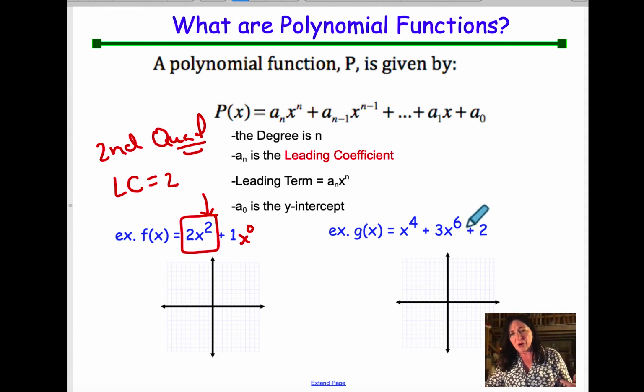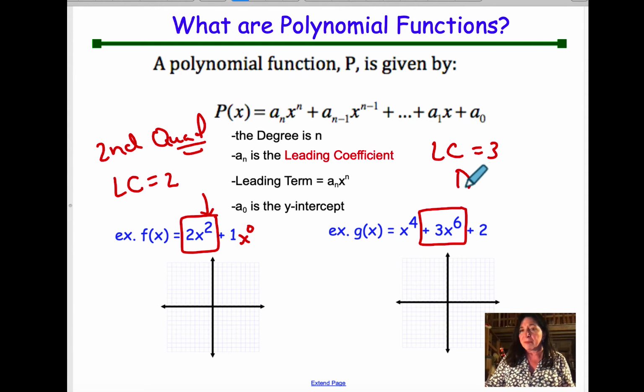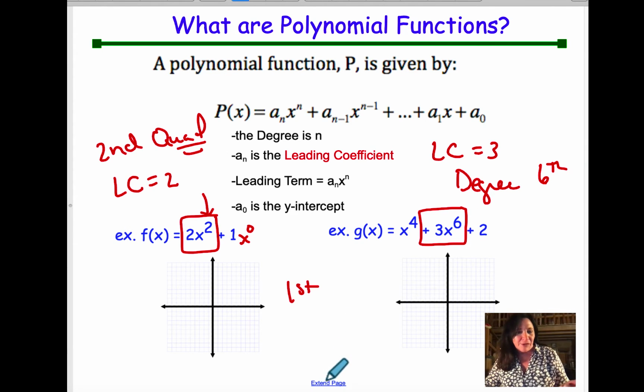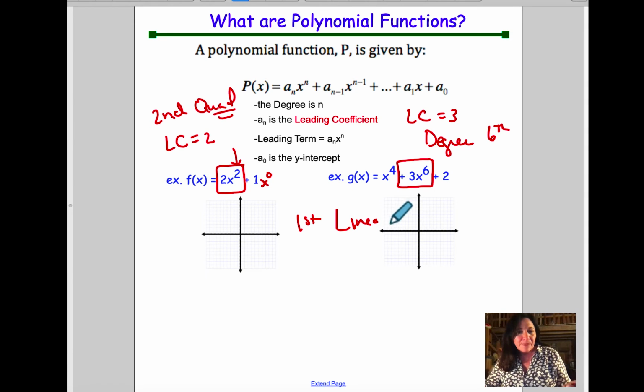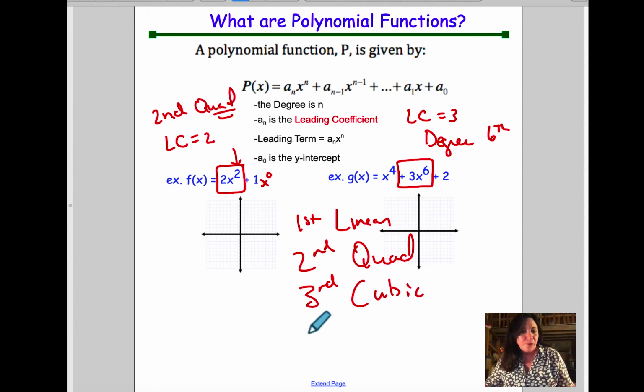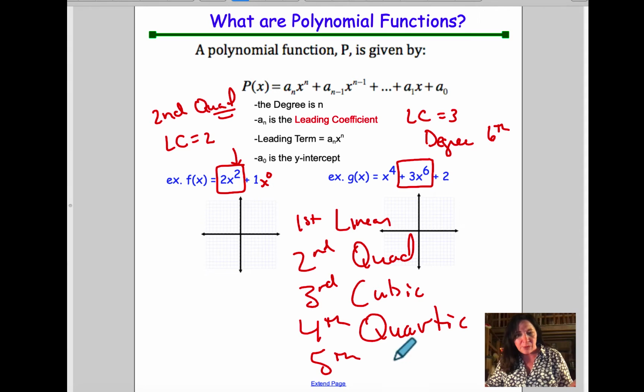For this problem here on the right, it does look like, oh look, this power is higher than that, which means that this is now my leading term, which is going to give me my leading coefficient. So my leading coefficient is equal to 3. My degree for this term is 6th degree. And we actually don't have a name. A first degree is what we call linear, right? First degree, do you guys remember this? First degree is linear. Second degree is quadratic. Third degree is what we call cubic. Fourth degree we call quartic. Fifth degree we call quintic.